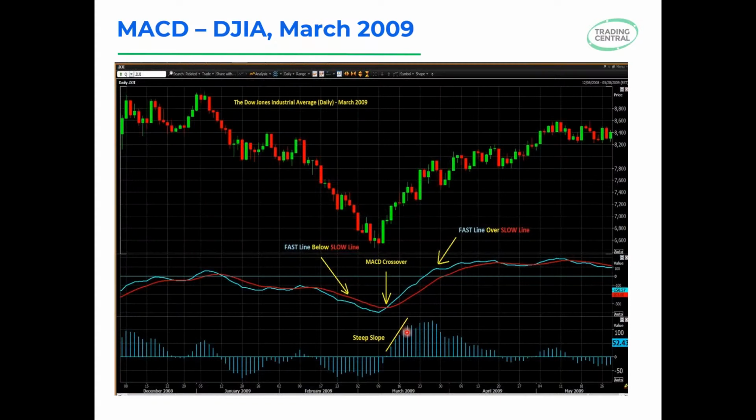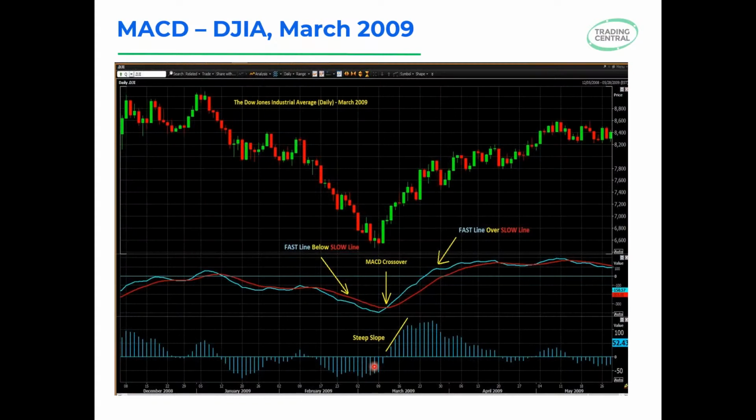The lower part of this chart is the histogram. As I mentioned, it is a MACD histogram. Easy. If the blue line is above the red line, it is positive. When the blue line stays below the red one, it is negative.